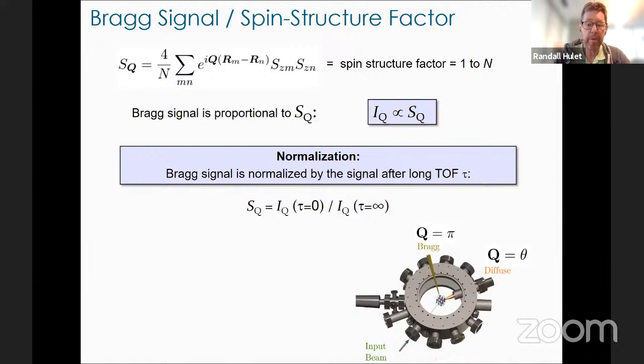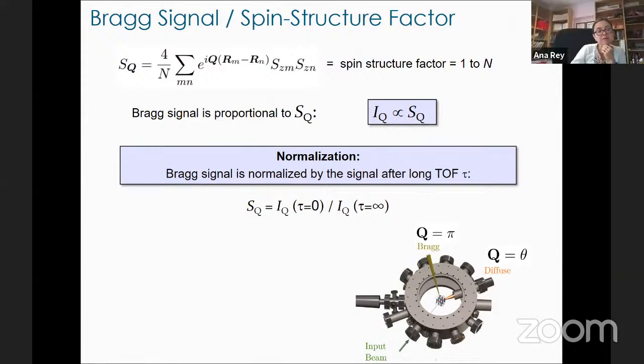But the harmonic confinement and its finite size definitely limits the scope of how big this structure factor can be. It can't be bigger than the number of atoms in this antiferromagnetic phase. And so, the more that's limited, the more the signal is limited.